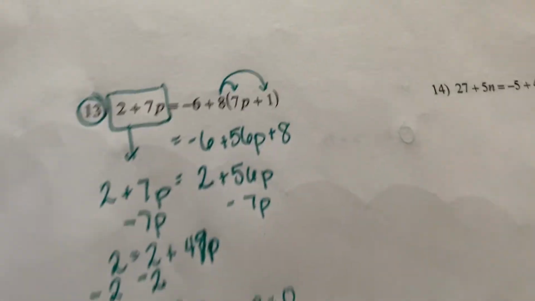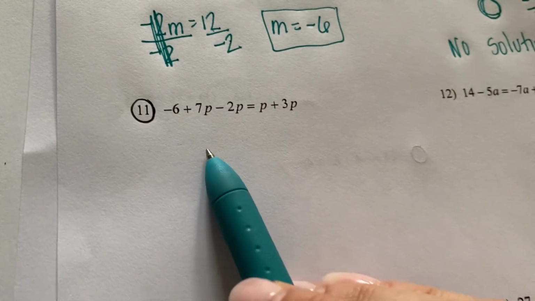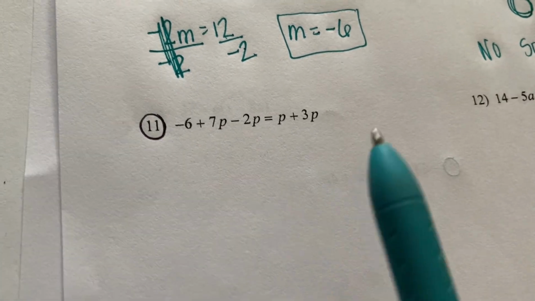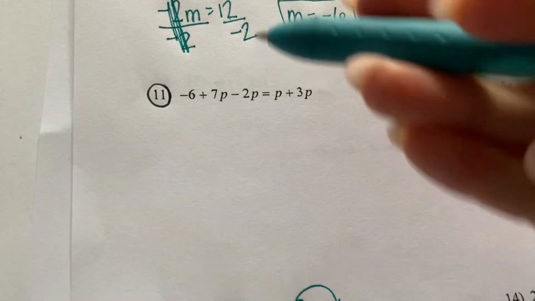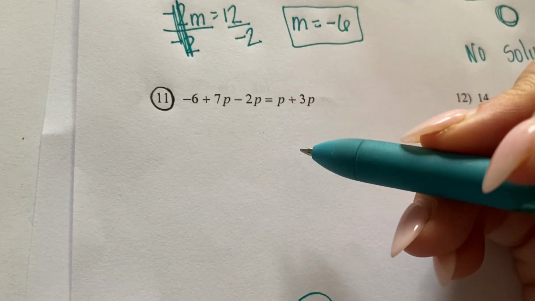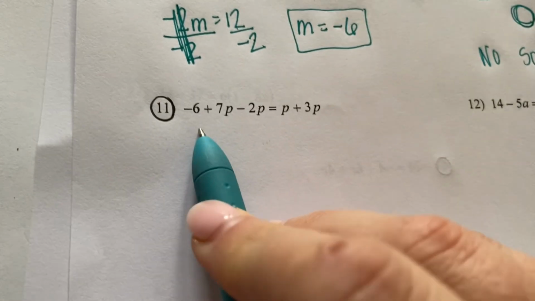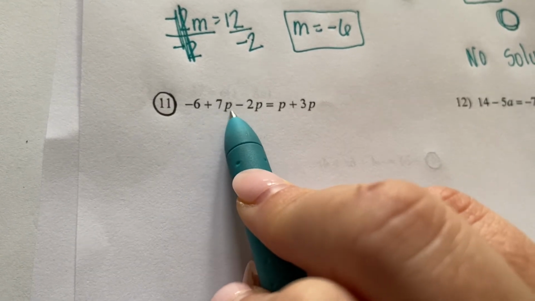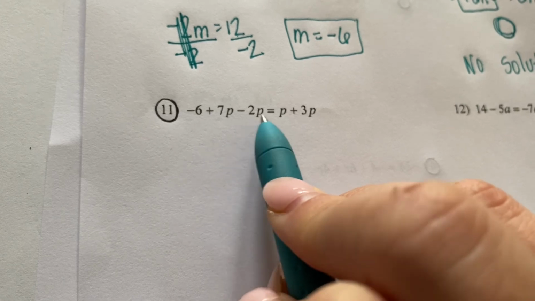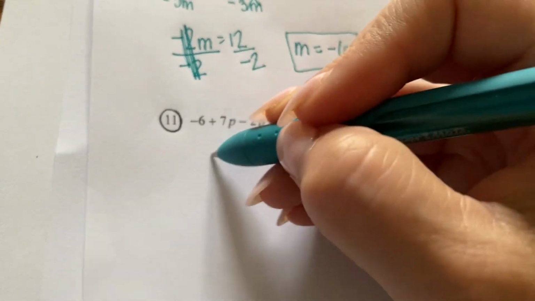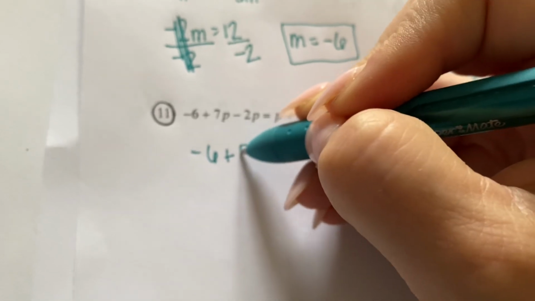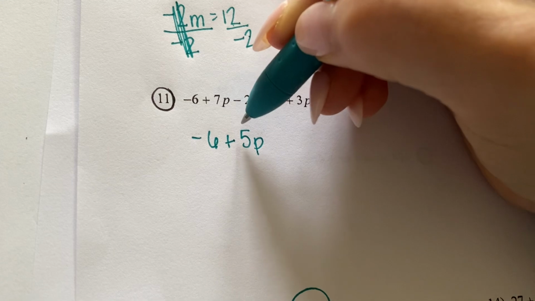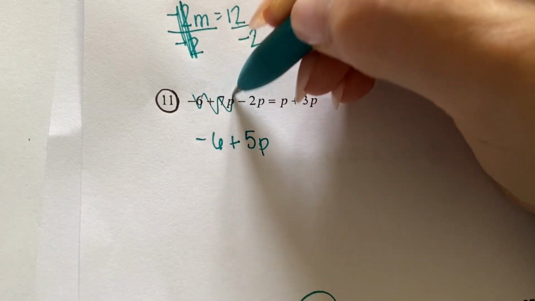Now, if we come down here, we come down to this one. This one is a load of fun. I love this one. I'm actually really glad we had this request because this is going to be super fun. Are we ready? Negative 6 is fine, but now I have a positive 7p minus 2p. So that is going to be negative 6 plus 5p. When I combined those, I get a positive 5p.